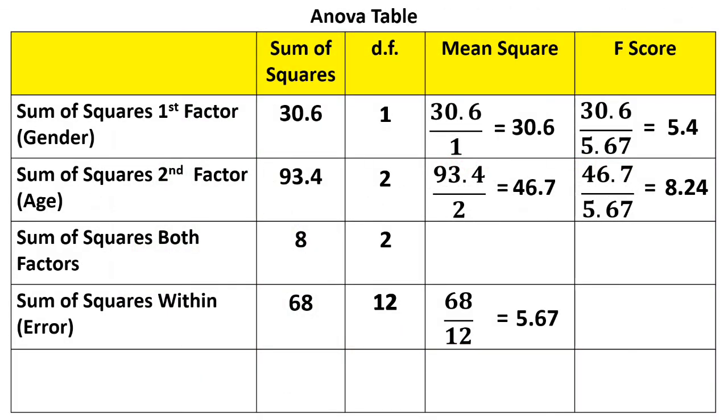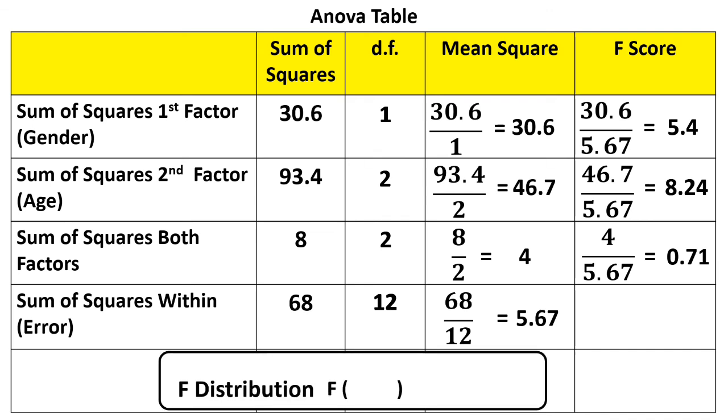Next up is the sum of squares for both factors. So, 8 divided by 2 equals 4. The F-score is 4 divided by 5.67, and that equals 0.71. Now we write F distribution, F(2, 12), where 2 is the DF for the numerator and 12 the DF for the denominator, equals 0.71, which is the F score. Then P < 0.05.